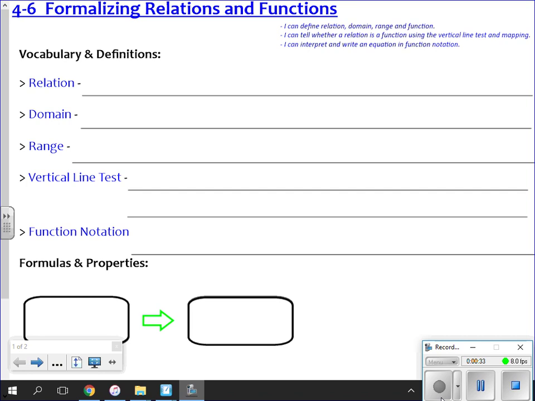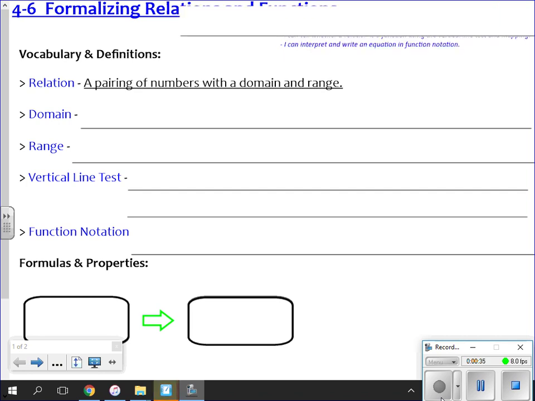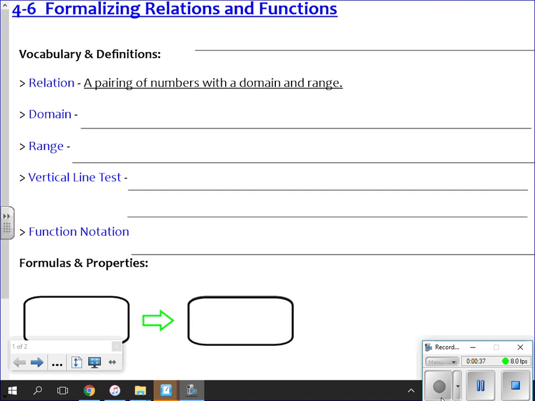Okay, vocabulary and definitions. First thing, a relation. A relation is pairing of numbers with a domain and a range. An equation will give you a relation. Equations are types of relations. Okay? Domain and range, we'll talk about those in a minute. But a relation is anything where you have an input value and an output value.